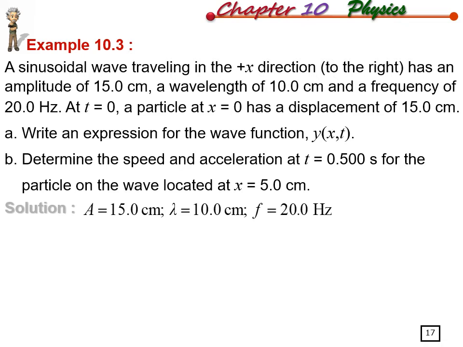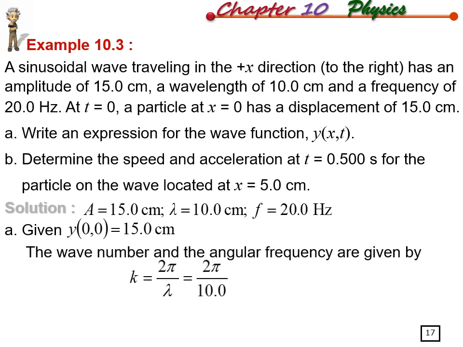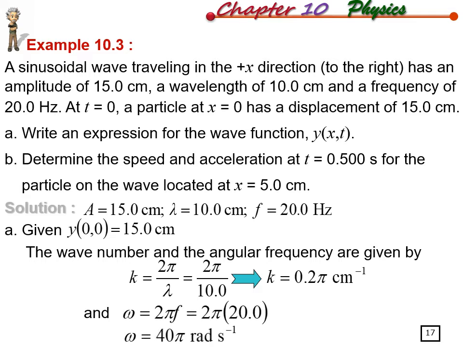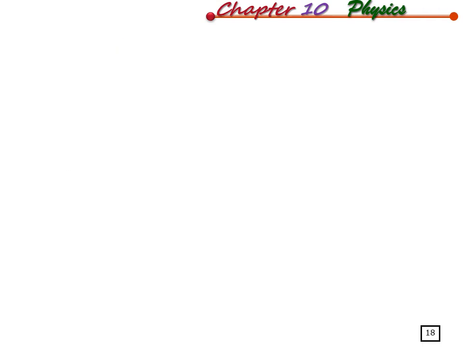So the information given: you have the amplitude, the wavelength lambda, and the frequency. Given y at x equals 0 and t equals 0 is 15 centimeter. This will be the initial position, so we can use it to determine the initial phase. Based on the lambda, we can calculate the wave number and then the angular frequency. You will end up with 0.2 pi per centimeter and omega 40 pi radian per second.